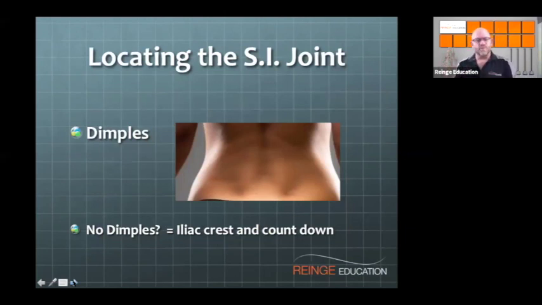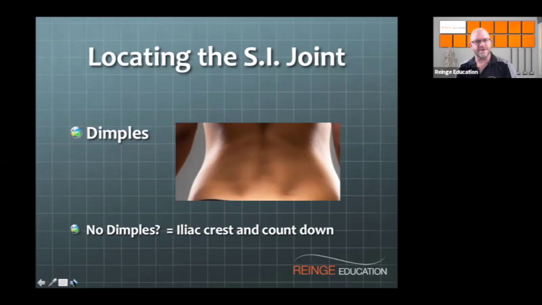So let's start then with, it's there to move things. It's there to basically absorb shock and everything else. And because it's a synovial joint, things can go wrong with it. So the first thing that's rather useful is to be able to find it if we're looking at it.